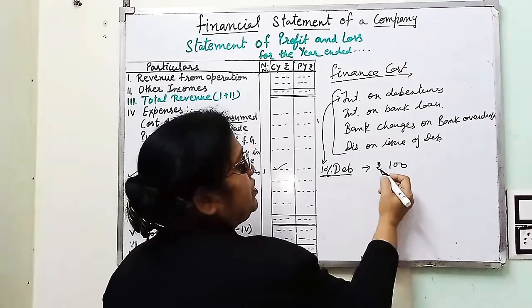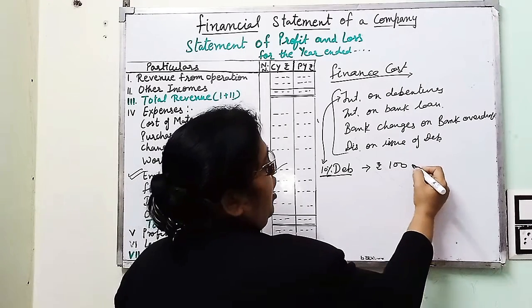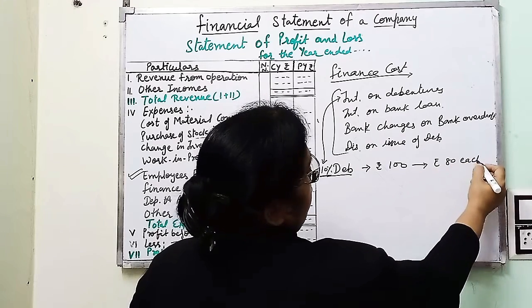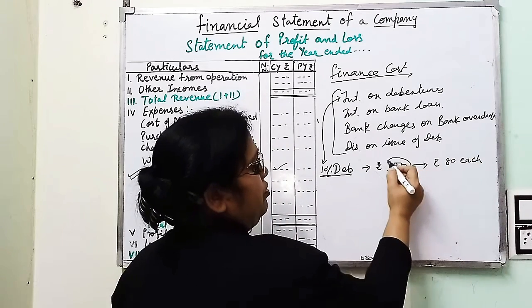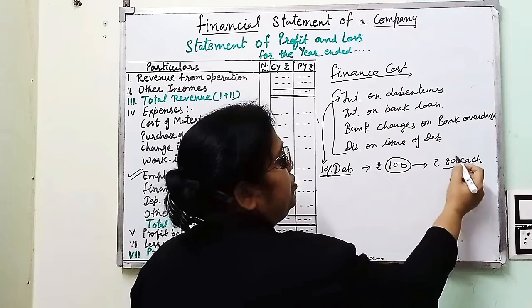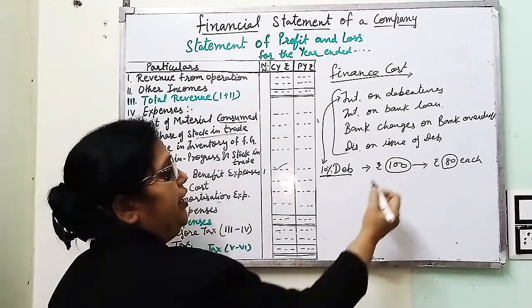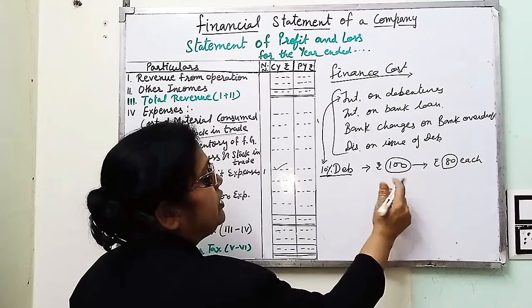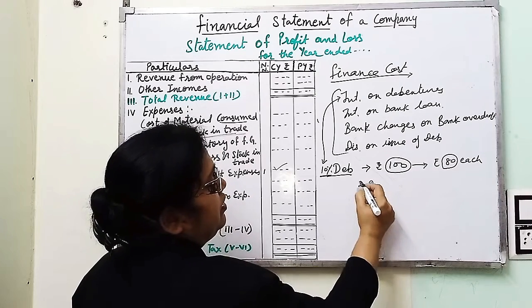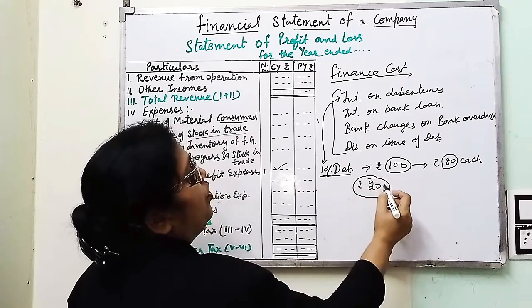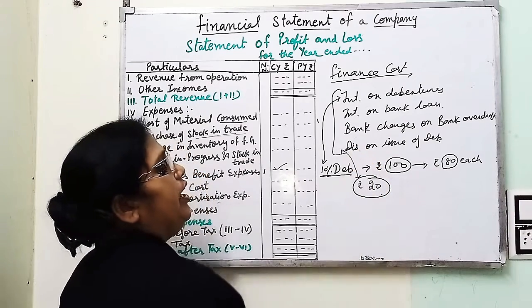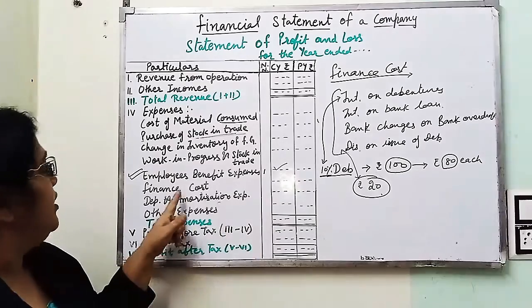If 10% debentures of nominal value 100 are issued for rupees 80 each, means nominal value is 100, they are issued for rupees 80. It means less than nominal value, and the amount which is less is 20 rupees. This is known as discount on issue of debentures and it is also finance cost.